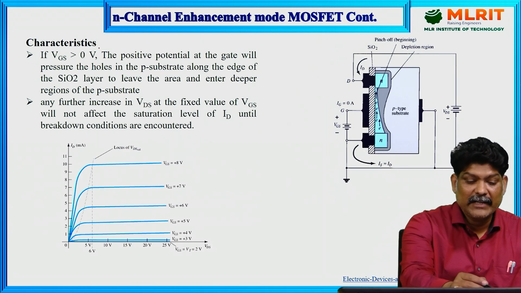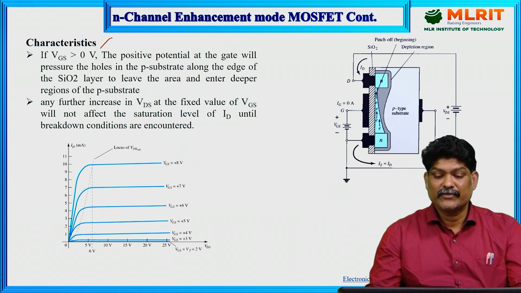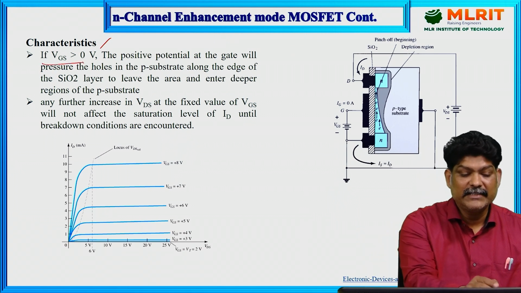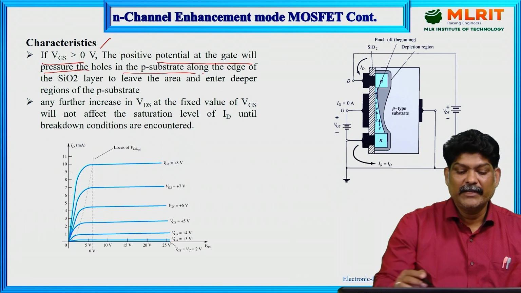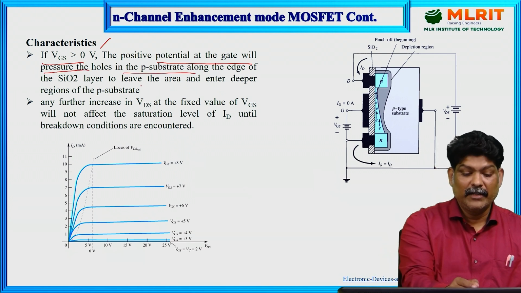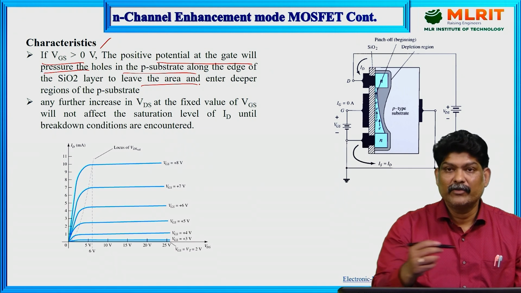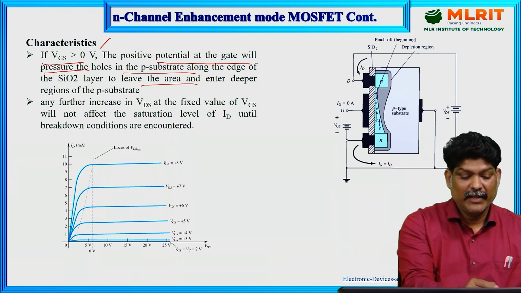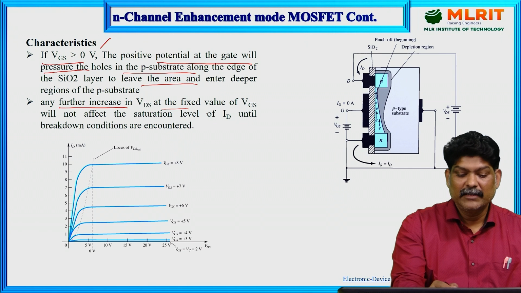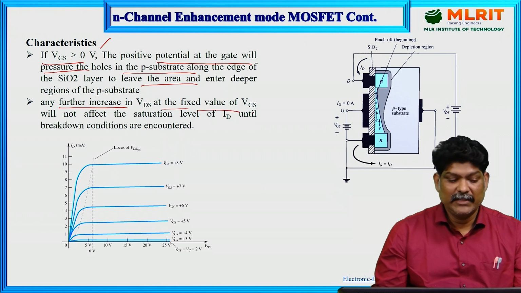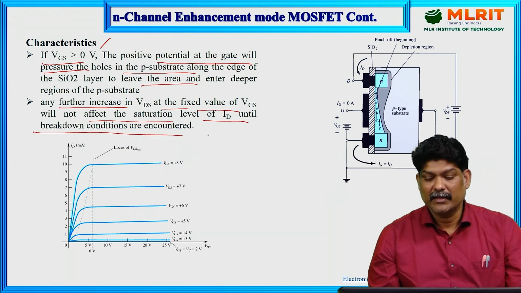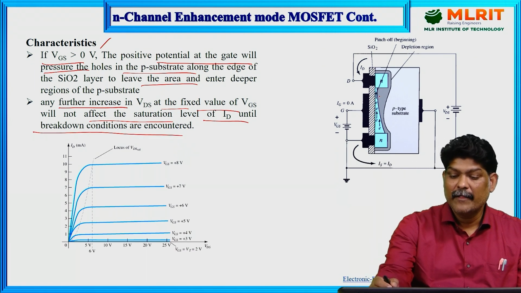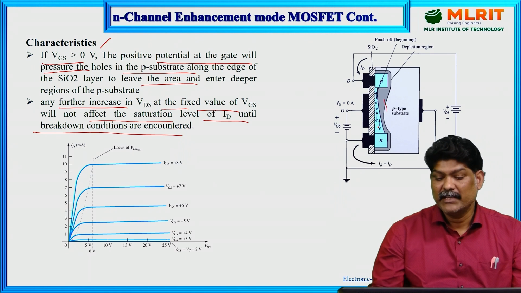So coming to the characteristics of the N-channel enhancement mode MOSFET. Here, if VGS is greater than 0, the positive potential at the gate will pressure holes in the P substrate along the edge of the SiO2 layer to leave the area and enter deeper into the P substrate. Any further increase in VDS at the fixed values of VGS will not affect the saturation level of ID until breakdown conditions are encountered. So here you can observe the depletion region changes near the SiO2 layer.